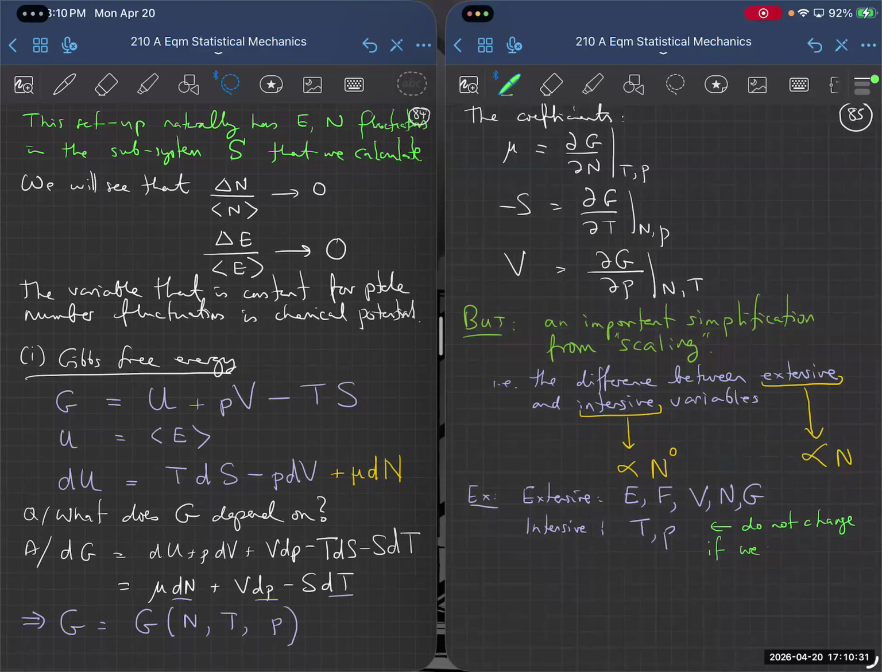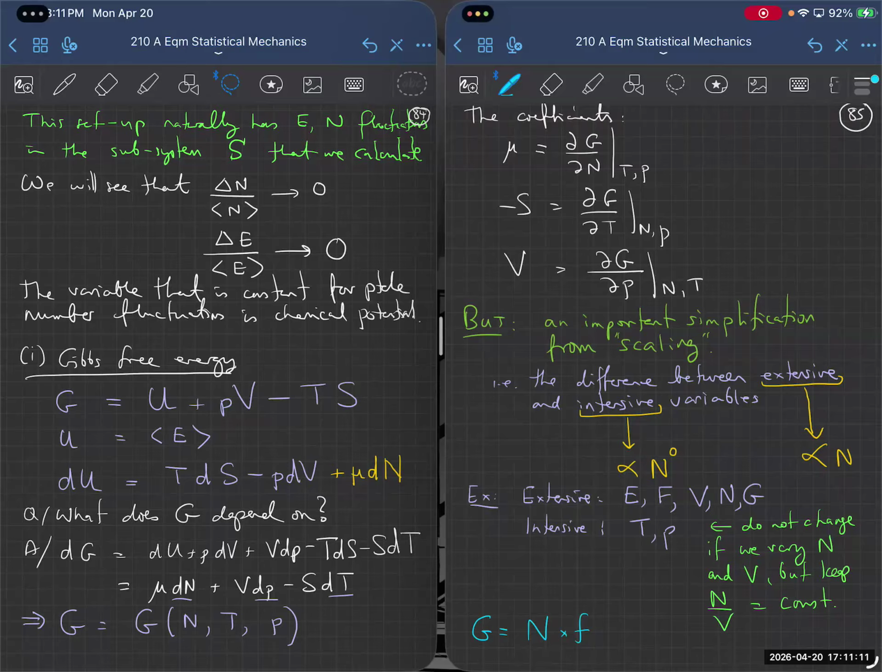If we vary n and v, but keep n over v, the number of particles per unit volume, to be fixed. So that's what we mean by an intensive variable. So what that means is that G must be an intensive variable. So G must scale with the size of the system. So G must be n times some other function.